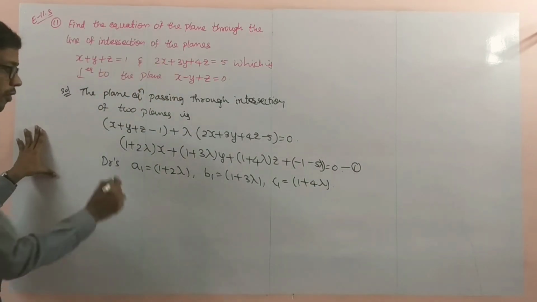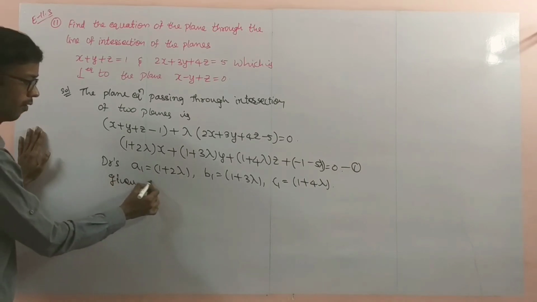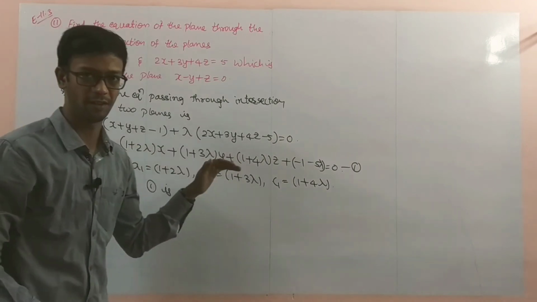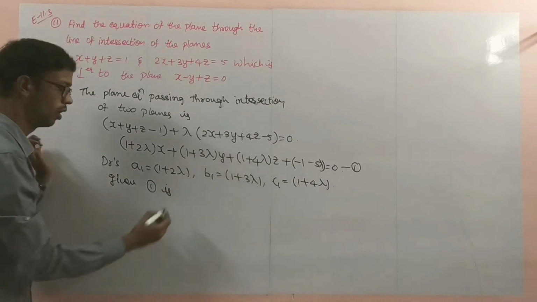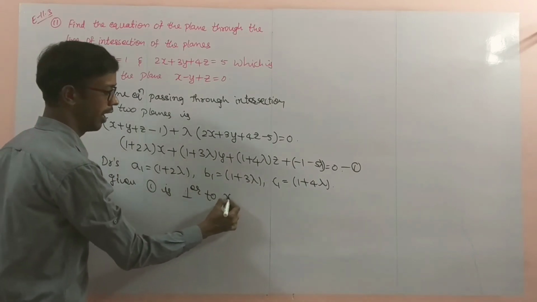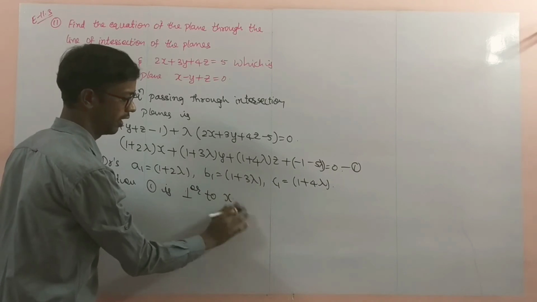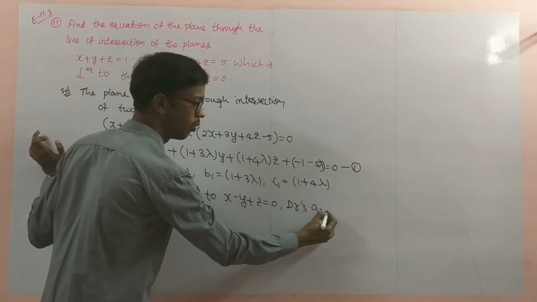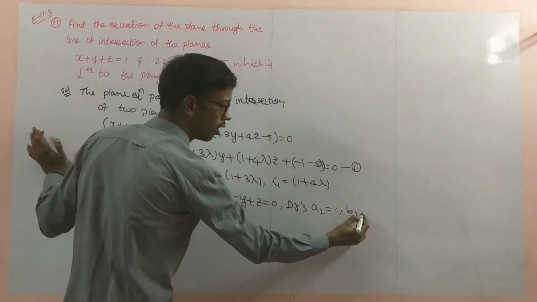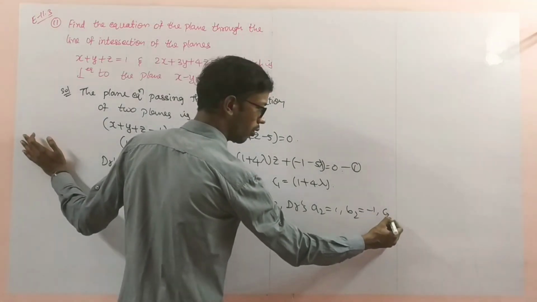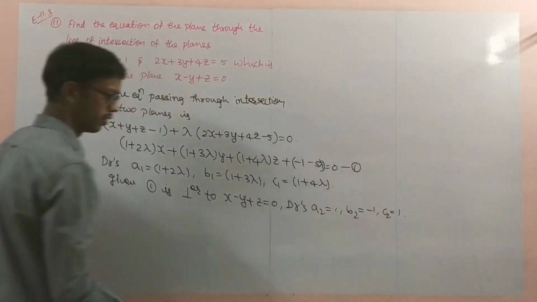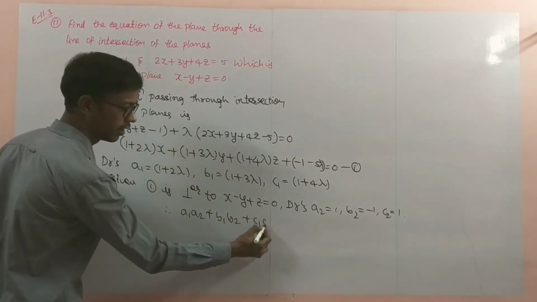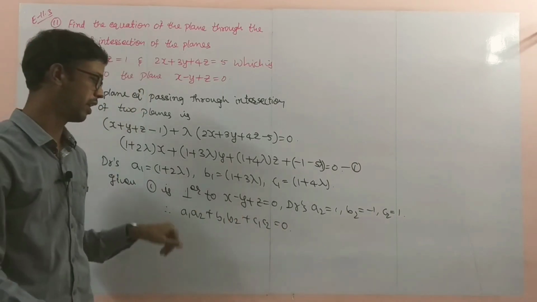So now, given that this plane passing through the intersection of planes is perpendicular to x minus y plus z equal to 0. Direction ratios A2 equal to 1, B2 equal to minus 1, C2 equal to 1. Therefore, A1 A2 plus B1 B2 plus C1 C2 equal to 0. Why? Because perpendicular condition is there.